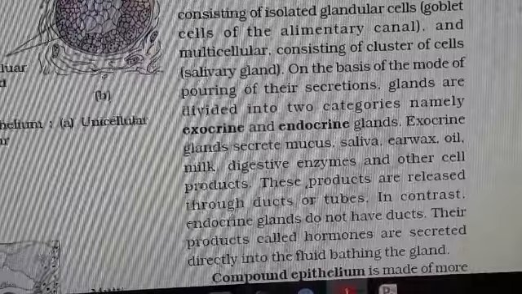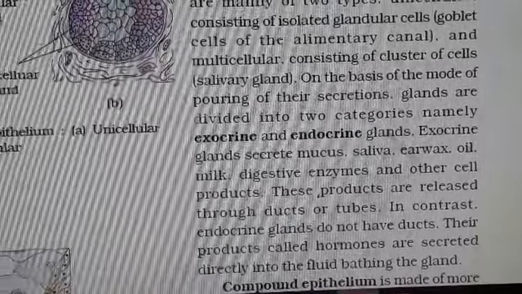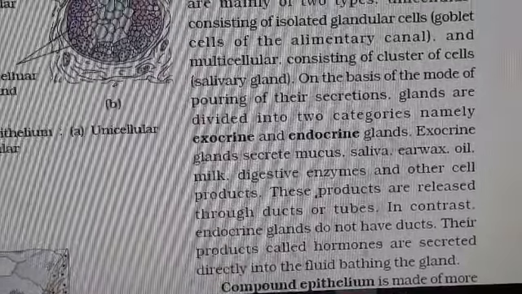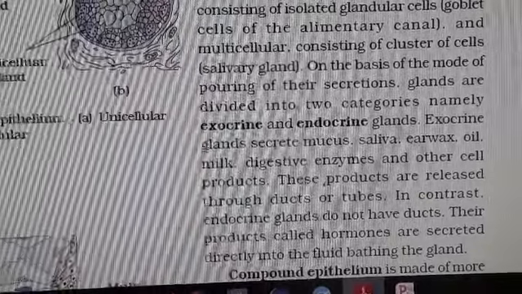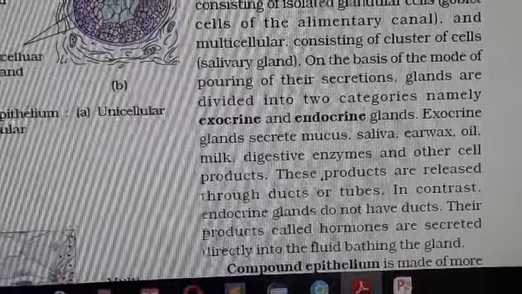In contrast, endocrine glands do not have ducts. That's very important. Endocrine glands do not have ducts. Their products are called hormones and are secreted directly into the fluid bathing the gland.